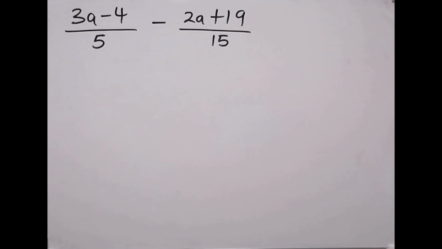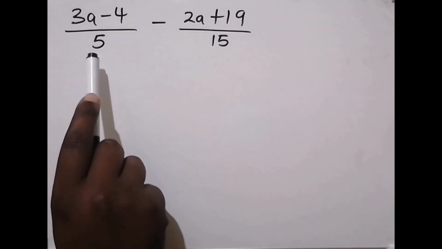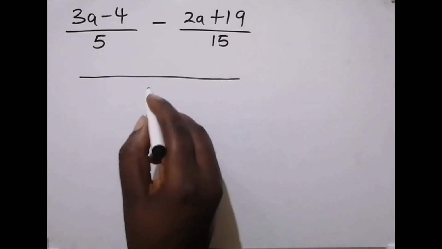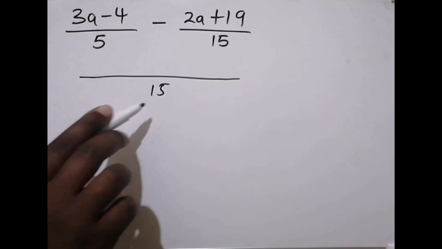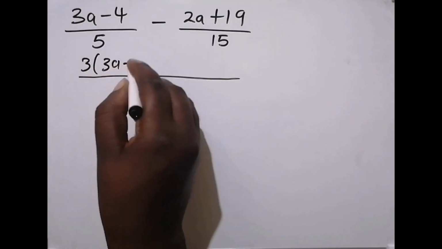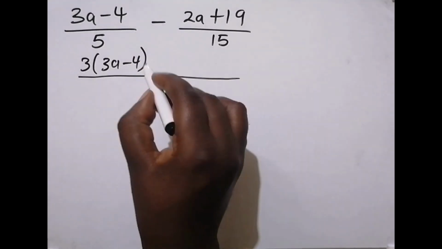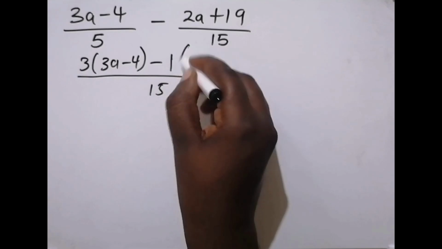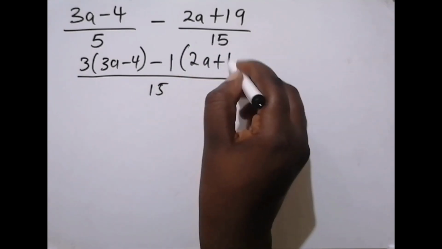Right, so we need to simplify this into a single fraction, and the first thing is to find the LCM of 5 and 15, the common denominator. So the common denominator there is going to be 15. So place everything over 15. Now 5 into 15 is 3, so 3 will need to multiply. Then minus 15 into 15, so it's 1. So it will be 1 bracket 2a plus 19.